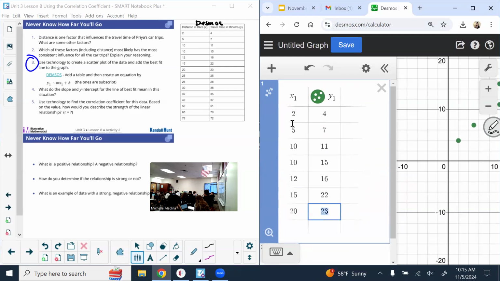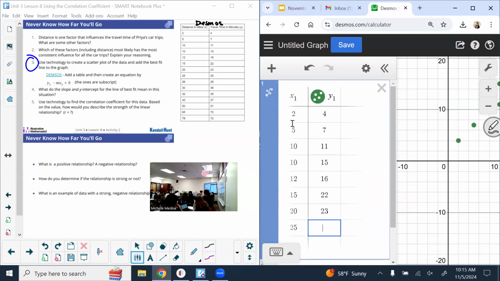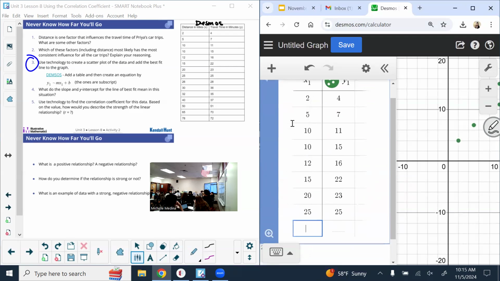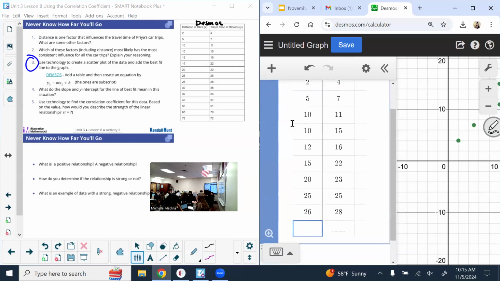And remember, I taught you how to do it by hand too, how to estimate it, because sometimes you don't have a table of values. You can only do this method if you have a table of values.